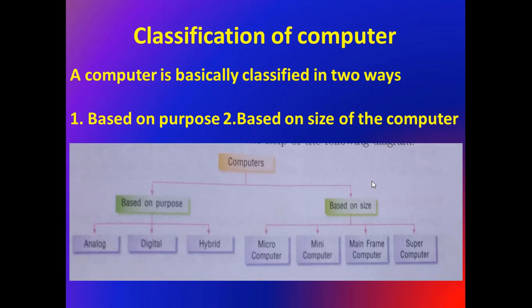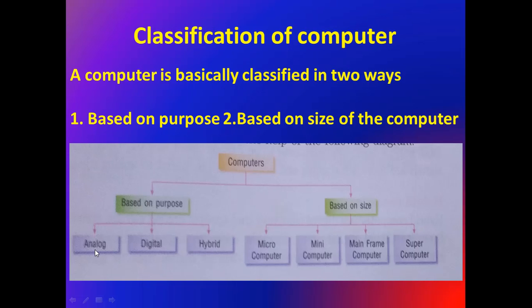Classification of computers. A computer is basically classified in two ways. How many ways are there to classify a computer? There are two ways. One is based on purpose, means purpose wise classification of computers, and the other is based on the size of the computer, size wise classification of computers.